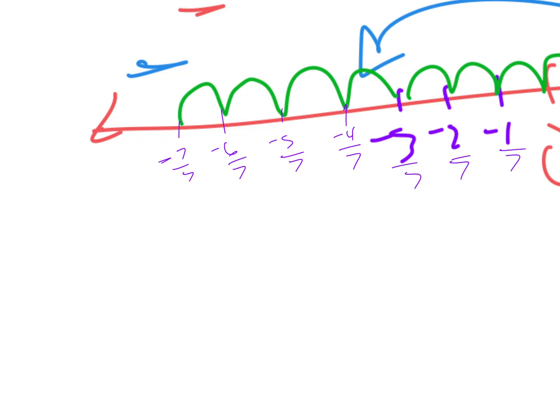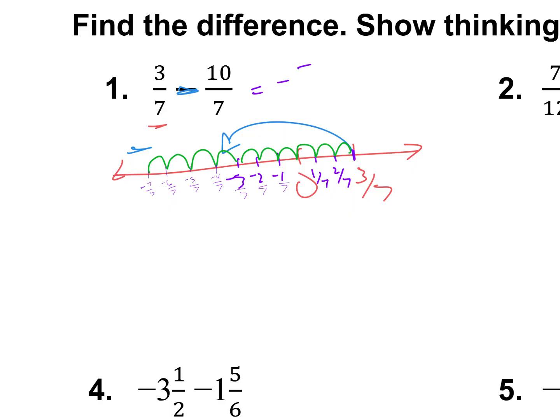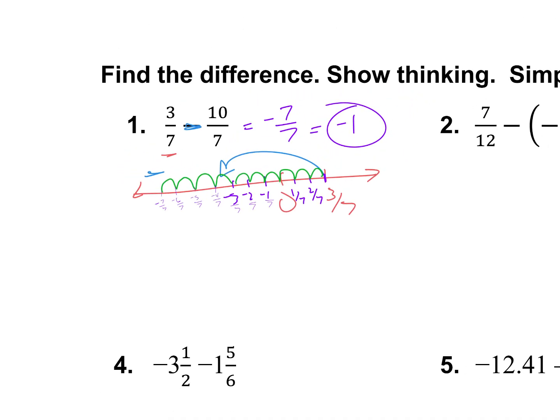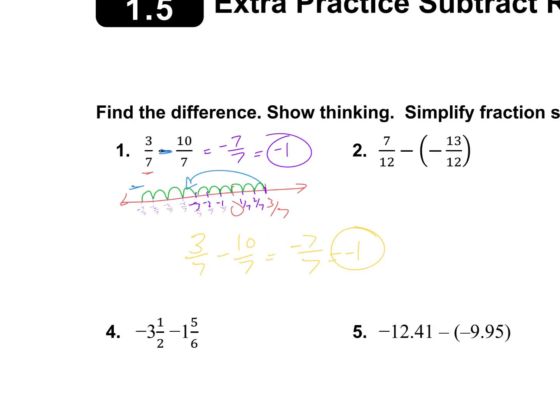Oh my goodness, that is negative 7/7, which is negative 1. Maybe you're like, Mr. Math, I didn't need to show my thinking on that. I'm just trying to be helpful and show some thinking that could happen, right? But 3/7 minus 10/7 is negative 7/7, which is negative 1. If this is all the thinking you showed, cool.